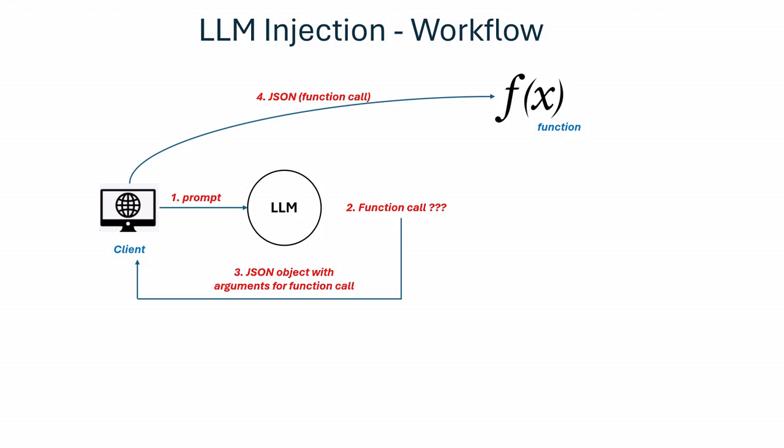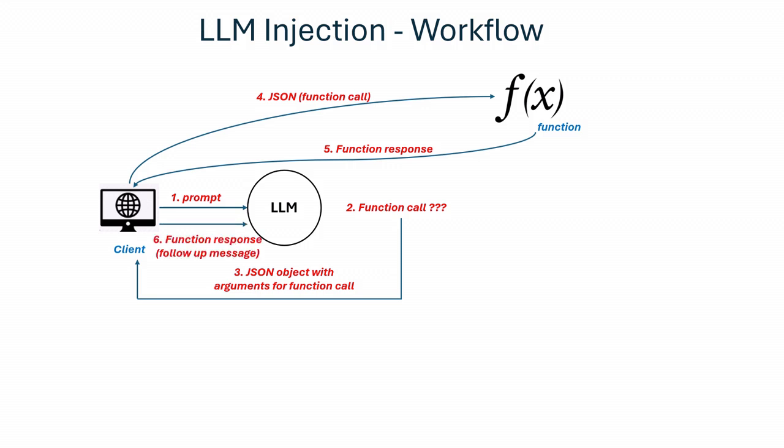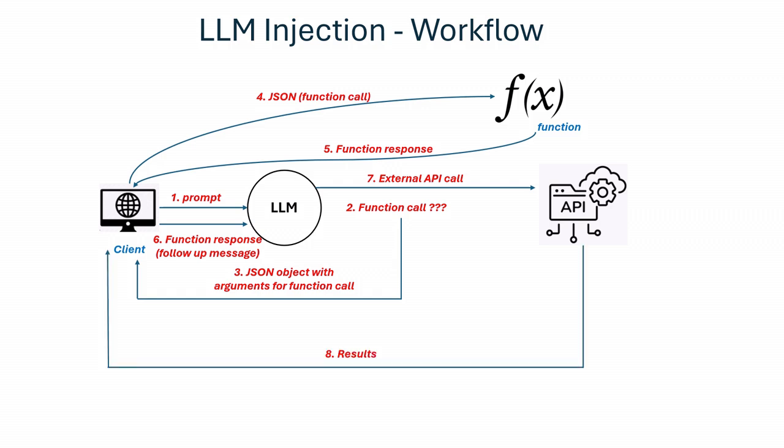The client processes the function's response, and the client sends this response back to the LLM as a follow-up message. The LLM then uses the function's response to call the external API. Finally, the LLM summarizes the results from the API call and presents them to the user. This process can raise security concerns as the LLM may be calling external APIs on the user's behalf without them knowing. Ideally, users should confirm before any external API call is made.